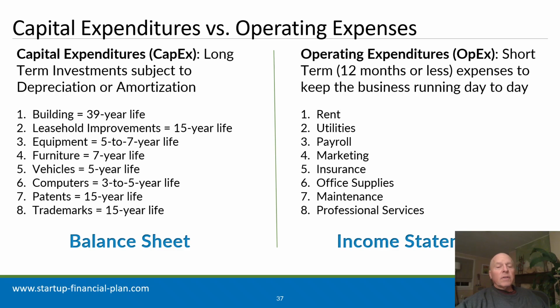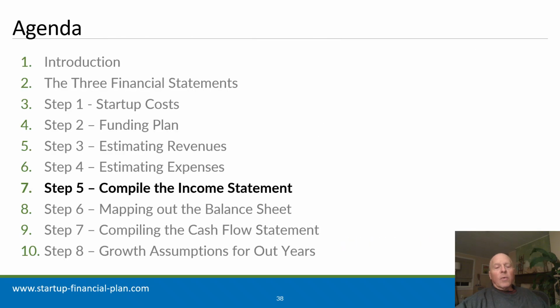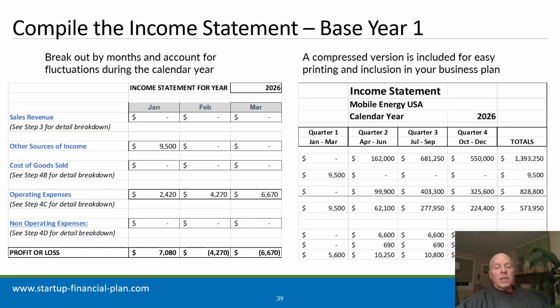Again, this is all in the templates. You're going to figure all this out. There's a sample template that has everything pre-populated as an example, and then there's a blank template. You download all of this from the website, referenced at the bottom of the slide. So now that I've got revenues and expenses figured out, now just put the income statement together. Again, it's all in the financial model templates that you're going to download from the website.